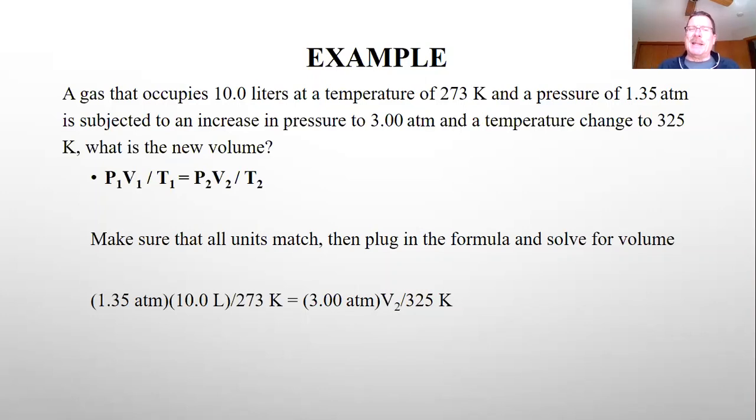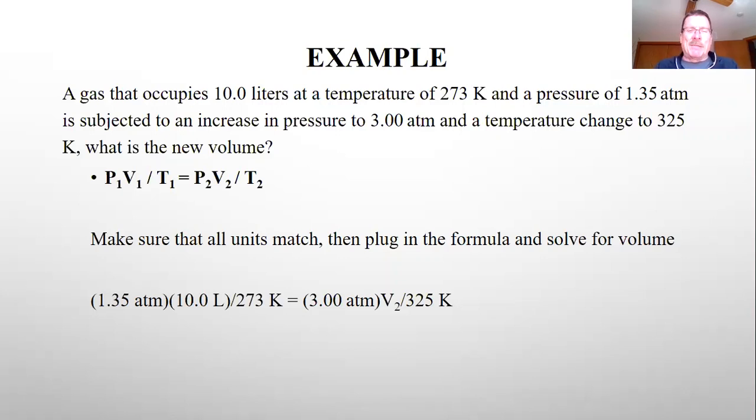Now you can kind of think about it. The pressure's going up, so the volume should decrease. And the temperature is going up, so the volume should increase a little. Sometimes with the combined gas law, you can't just eyeball it like you can with the others, because you've got a little competing action going on here. Pressure's going up, which should push the volume down, but temperature's going up, which should push the volume up. It's going to land linearly somewhere in between. It just depends on which one has more power at that point, which one's the bigger change.